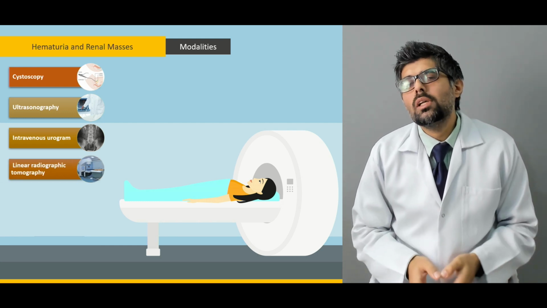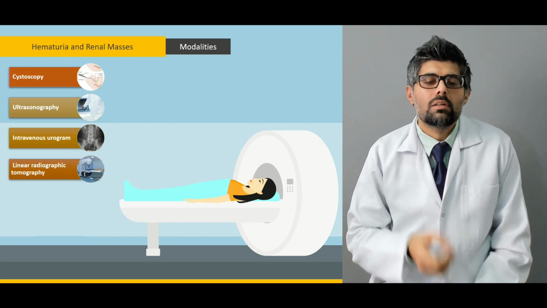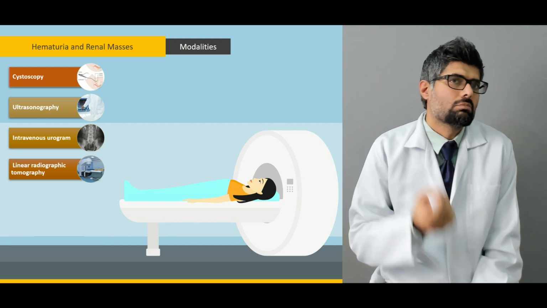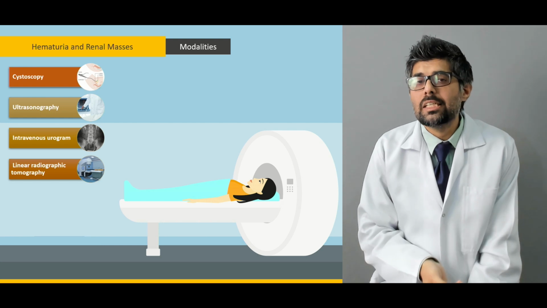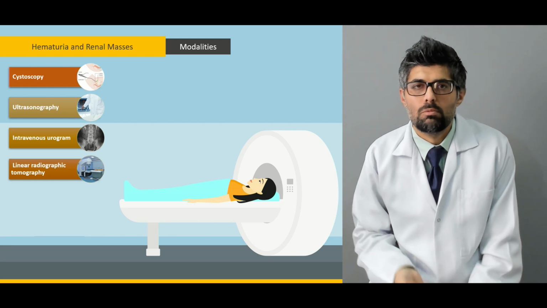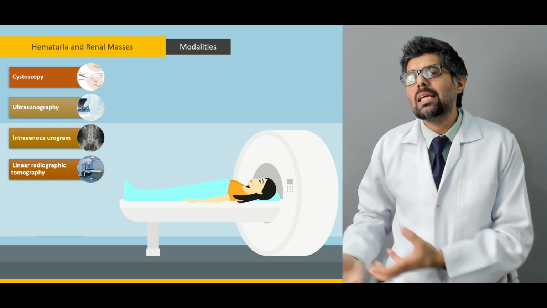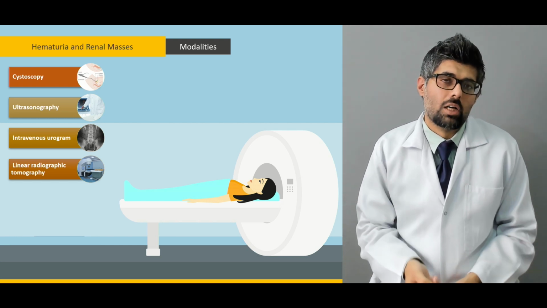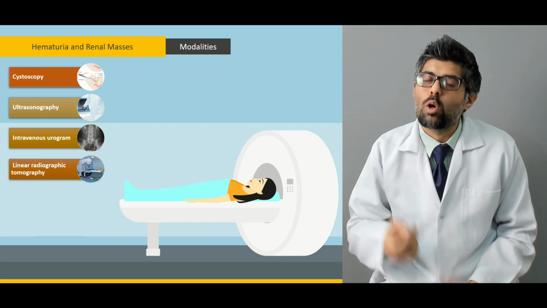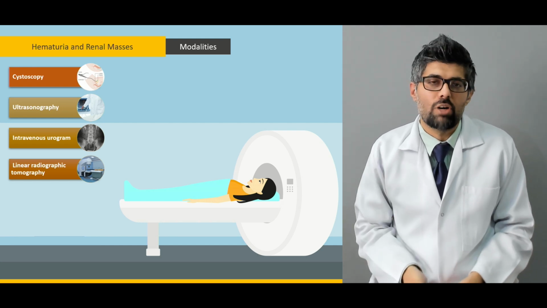The next one is simple computed tomography, or plain CT. This CT is unenhanced. Why? Because plain CT gives us an idea of how the parenchyma or the soft tissue of the urinary system is functioning.